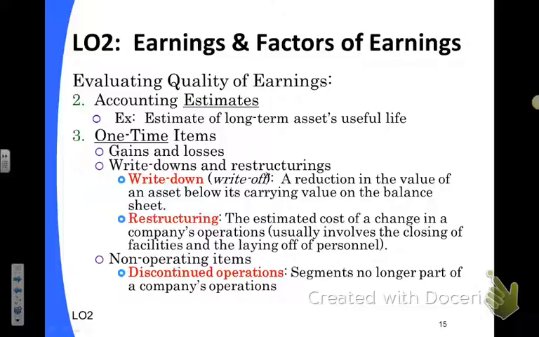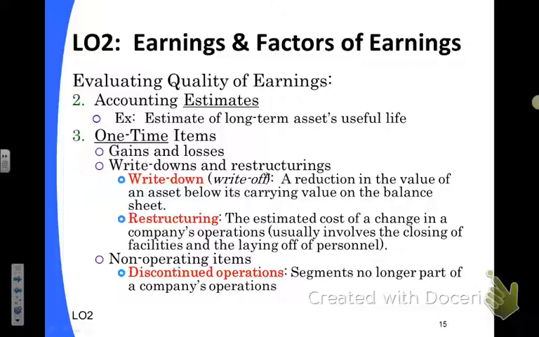So, for instance, we've talked about it with regard to inventory. If you purchased an item into inventory and then the market value, what you can currently sell it for today, is less than what you purchased it for, you need to write the value of that inventory asset down to what the current market value is, so that you're not carrying it at a higher level than you can actually sell it for.